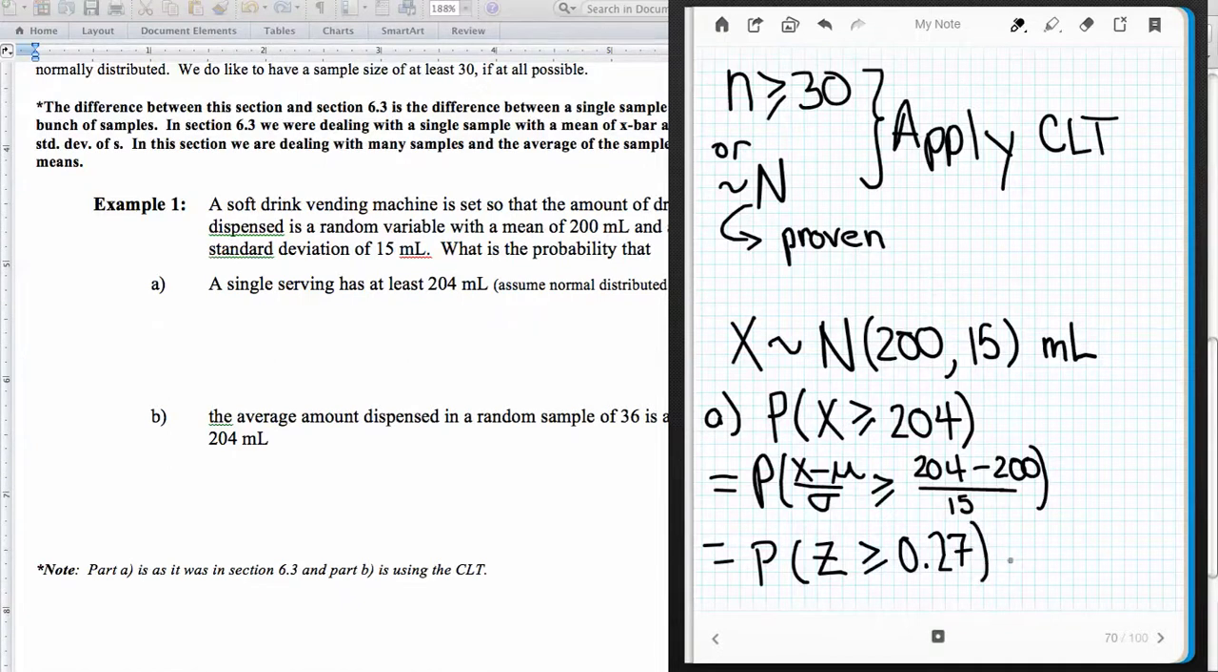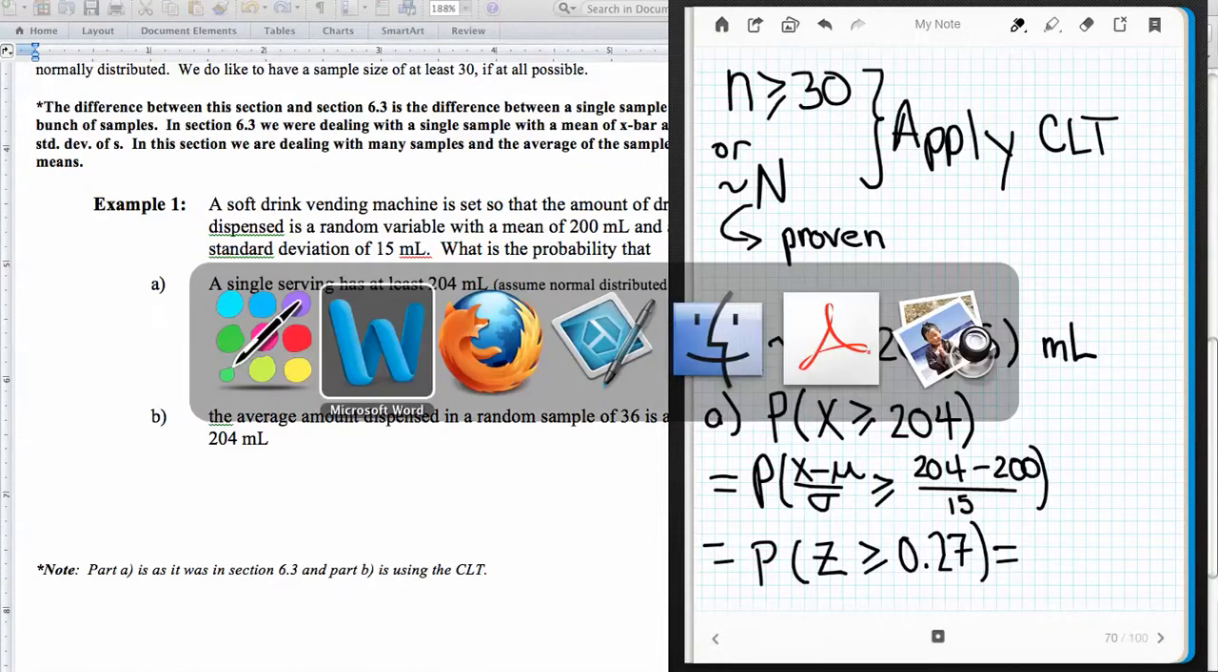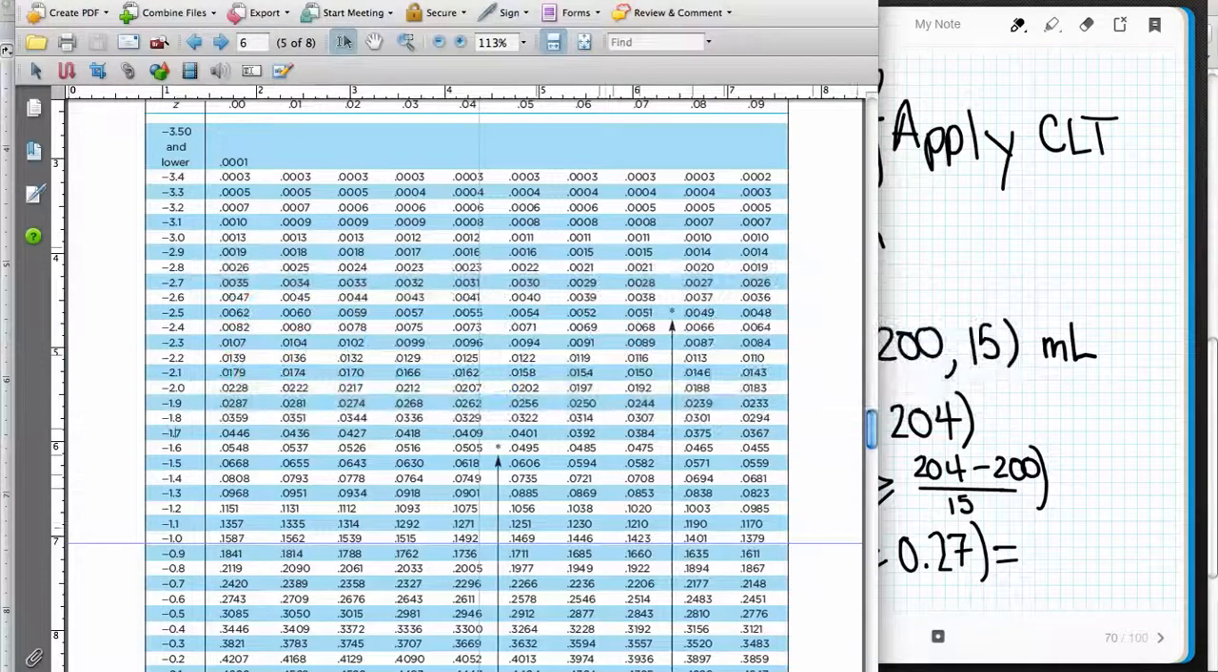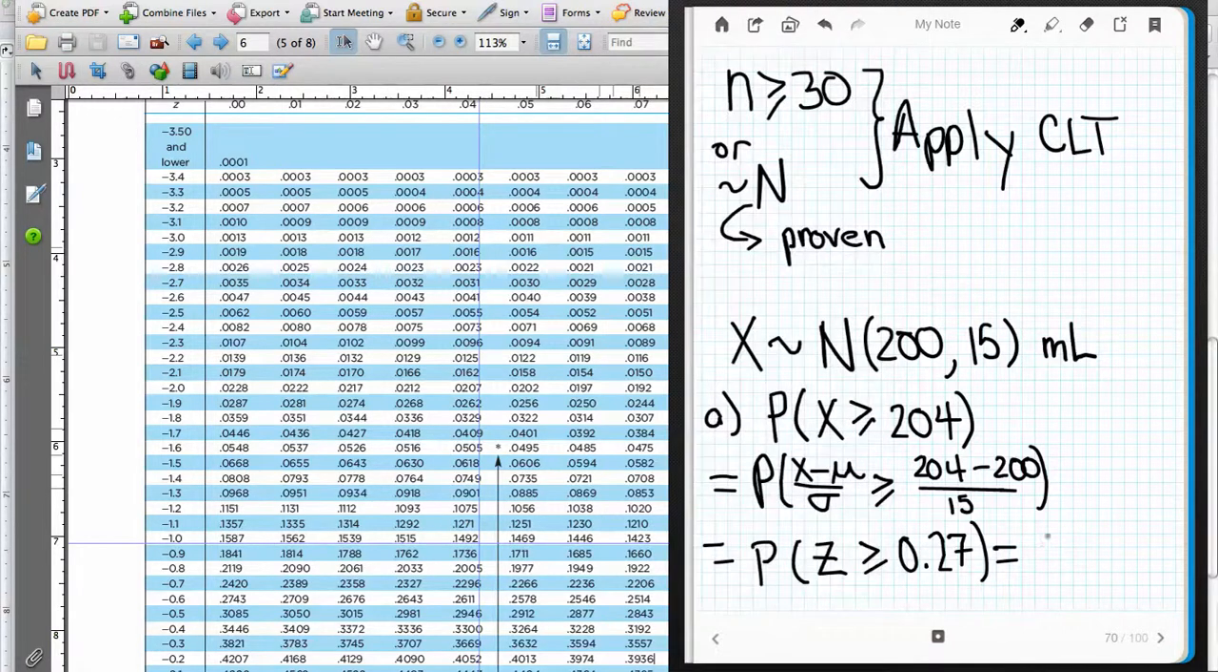And now if we were looking this up in a table, obviously what we would do is go over to our table, so let's go find it, and we would look up 0.2 here, and then 0.7 over here, and it would be 0.3936. And I know that I can look it up in my z, negative z, right?